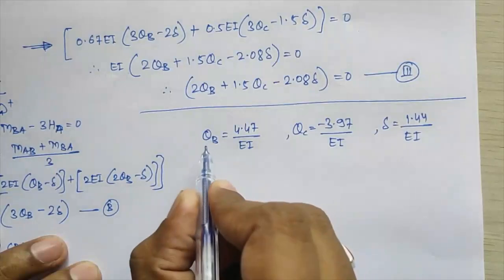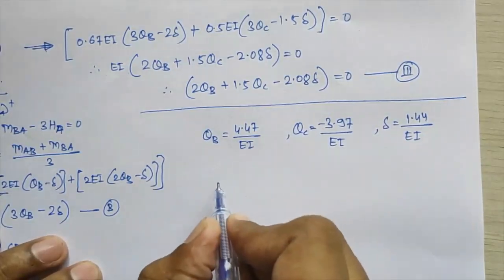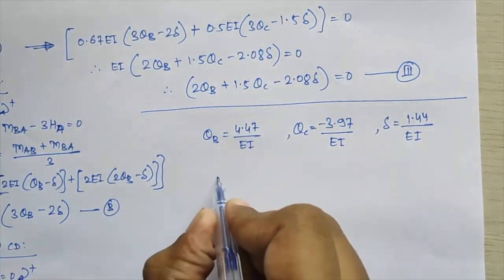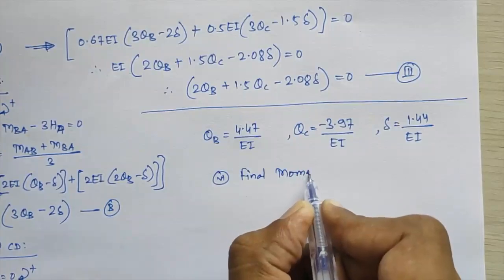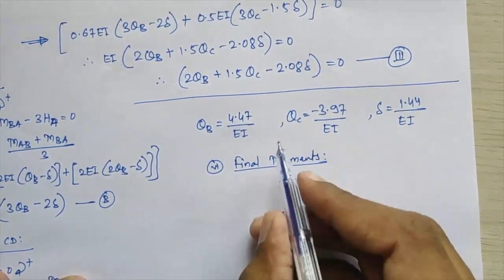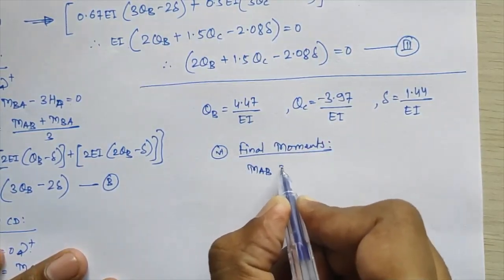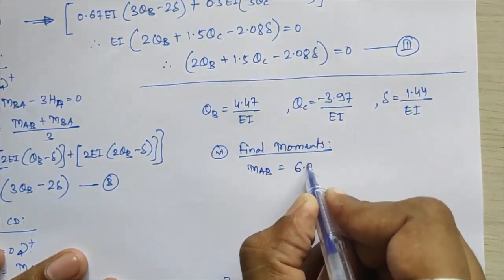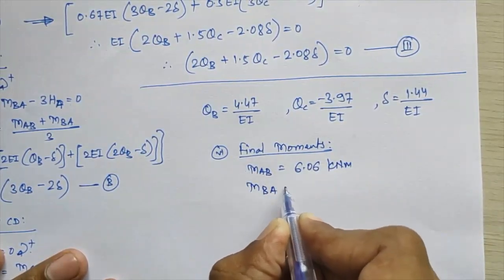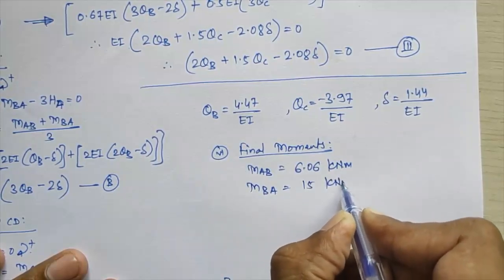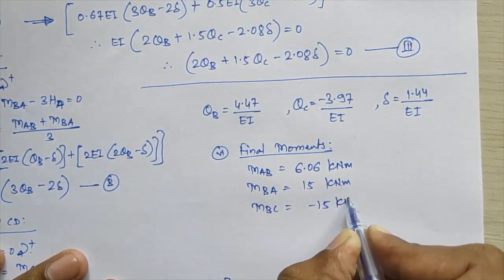Now, substituting these theta b, theta c and delta values in the slope deflection equations, I'll calculate the next step, step number 6, that is the final moments. It is the same process as we calculated previously. First, MAB you will get as 6.06 kilonewton meter. Then MBA is equal to 15 kilonewton meter. Next, MBC you will get as minus 15 kilonewton meter.